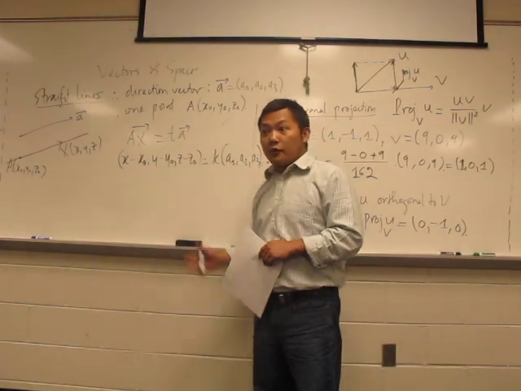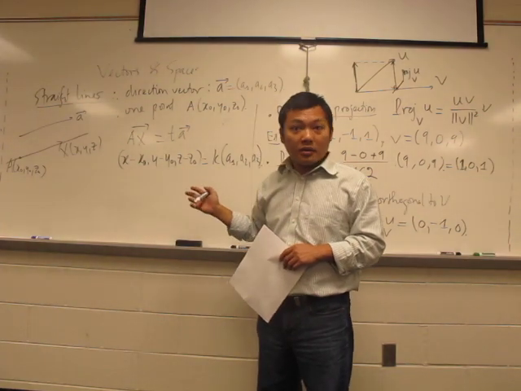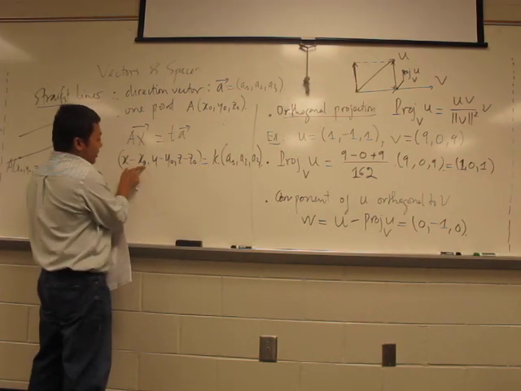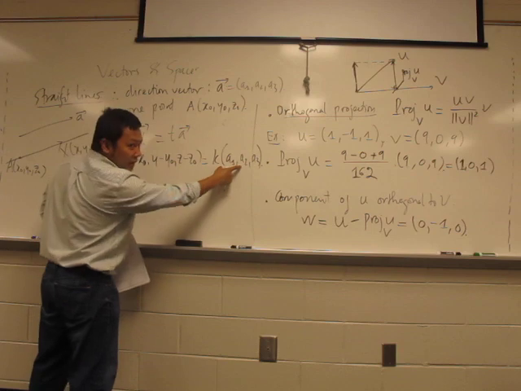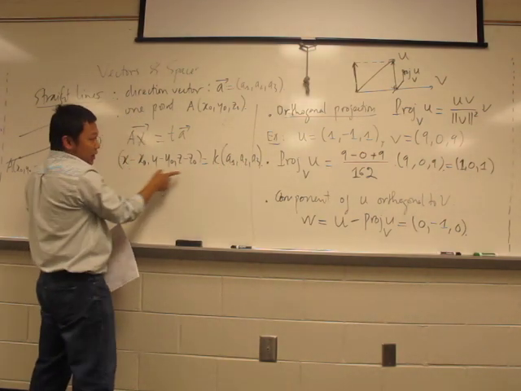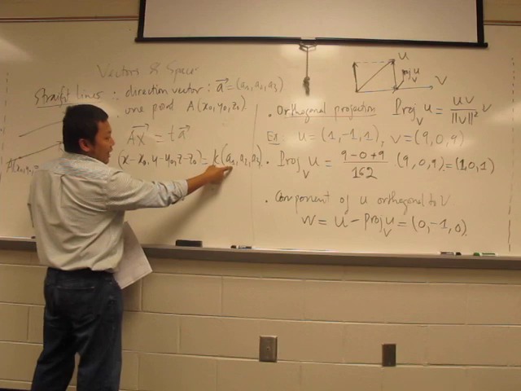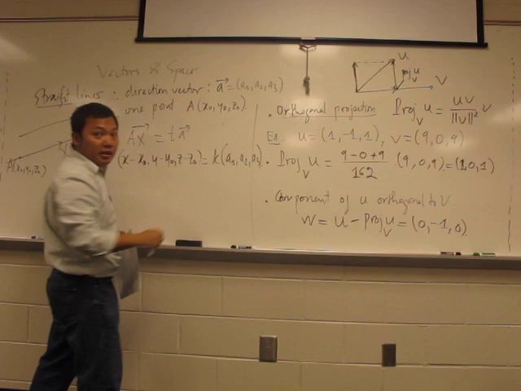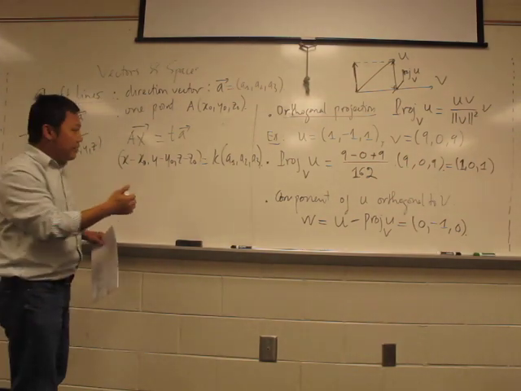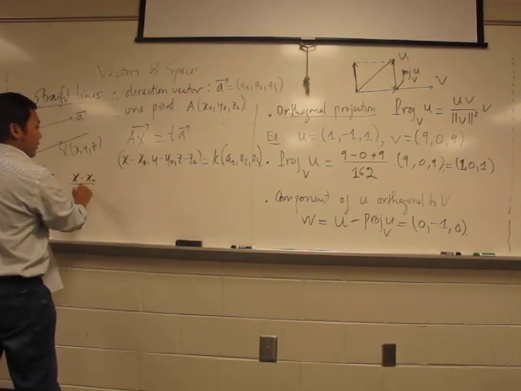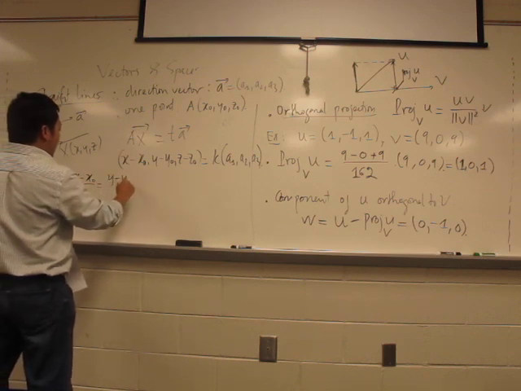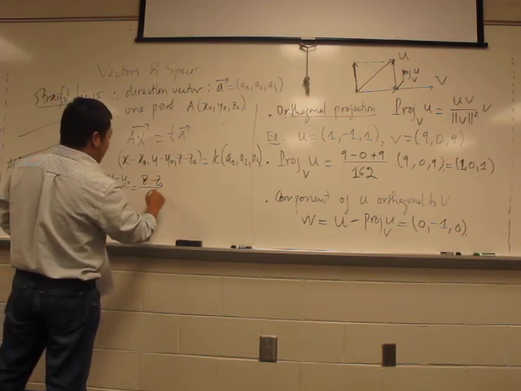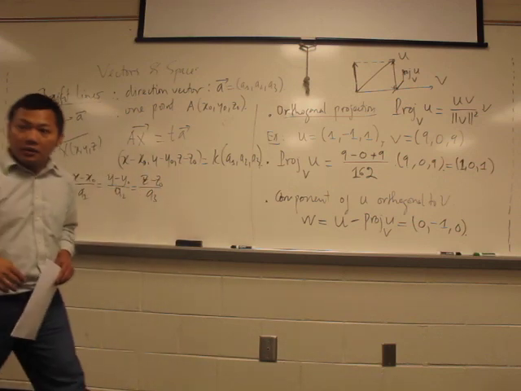From here we have two forms of equations. The first form is canonical. From here you get three equations: x minus x0 equal to ka1, y minus y0 equal to ka2, z minus z0 equal to ka3. Solving for k, you get (x minus x0) over a1 equal to (y minus y0) over a2 equal to (z minus z0) over a3. And this is the canonical form of our straight line.